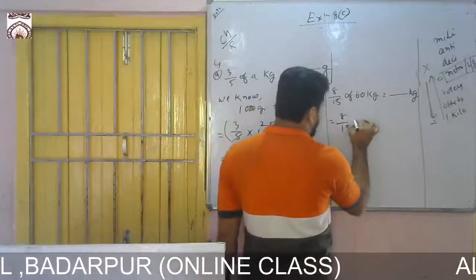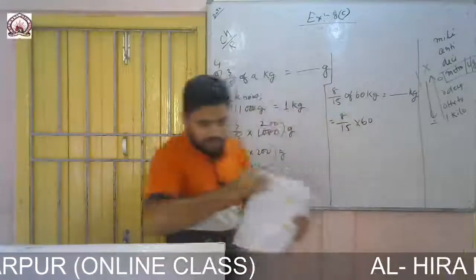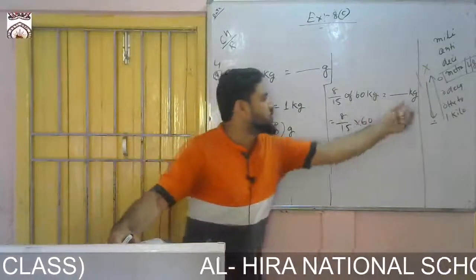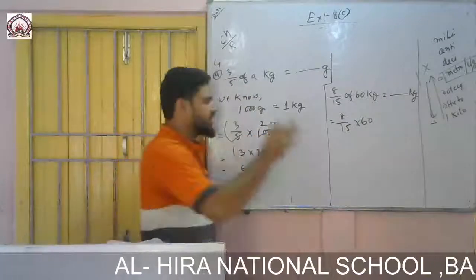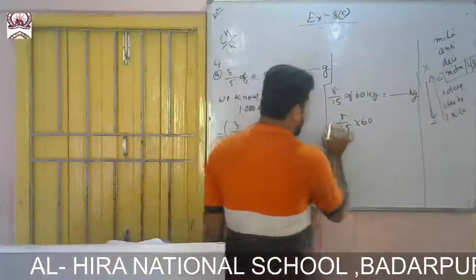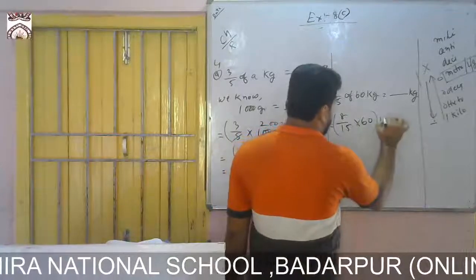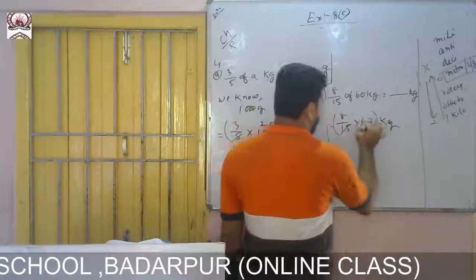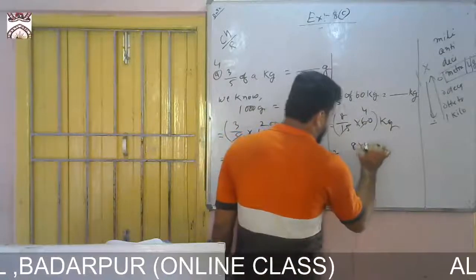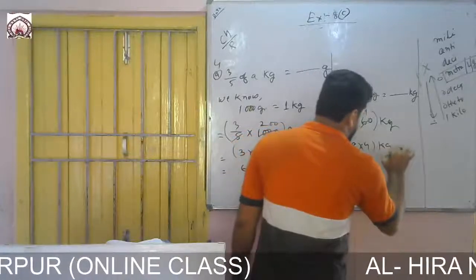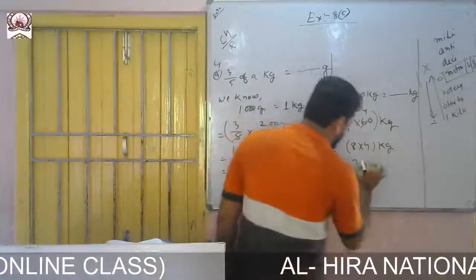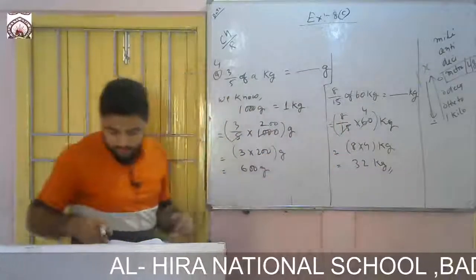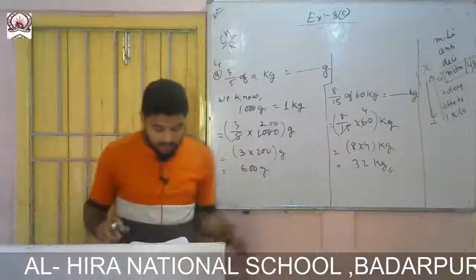Whenever you see units are same, here you see from kg to gram, here again from kg to kg. So units are same, no need of conversion. You just multiply. So you'll get the answer. You write kg here. So it will be 15 4 jar. So 8 into 4 kg. It will be 32 kg. That is the required answer.